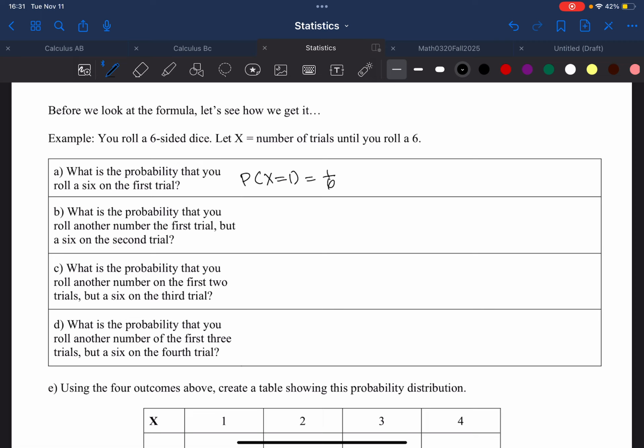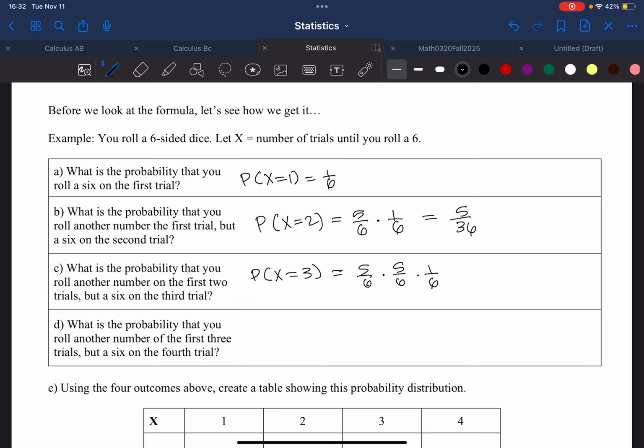Okay, then it says, what is the probability that you roll another number the first trial, but 6 on the second trial? Well, that's the probability that if we get our success on the second trial, that means we had a failure the first trial, and then a success the last trial, which means we get 5/36. Okay. Then it says, what is the probability that you roll another number on the first 2 trials, but a 6 on the third trial? So this is the probability of getting a success on our third trial, which means we had 2 failures, then a success. Okay? You would continue multiplying all these together.